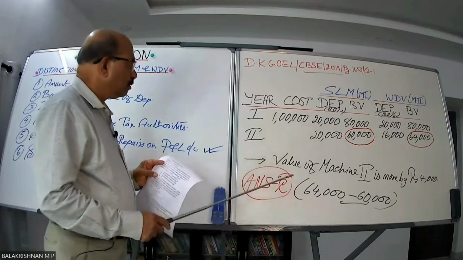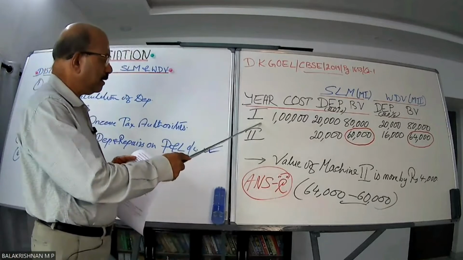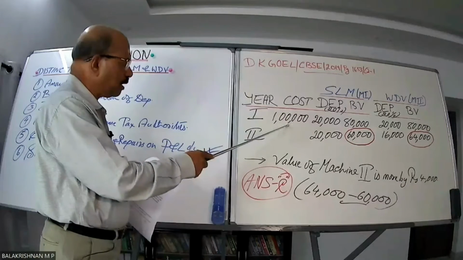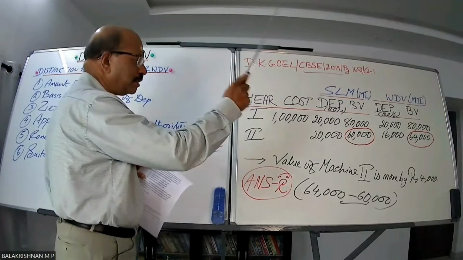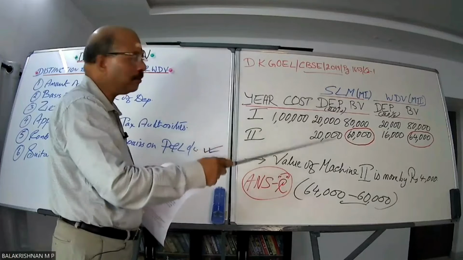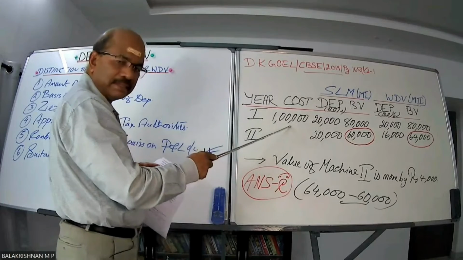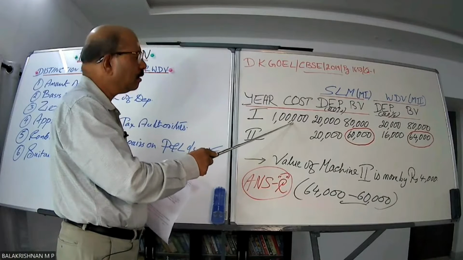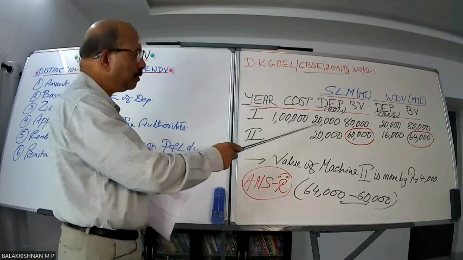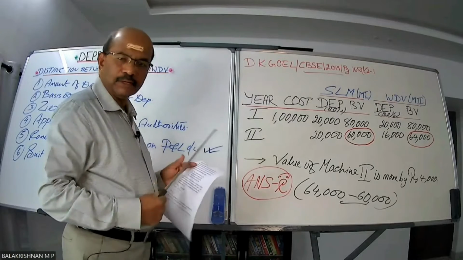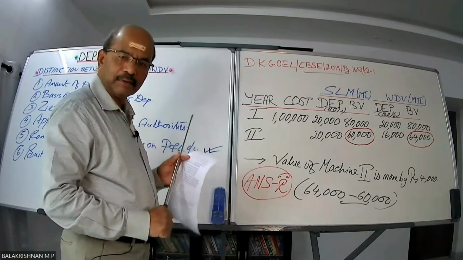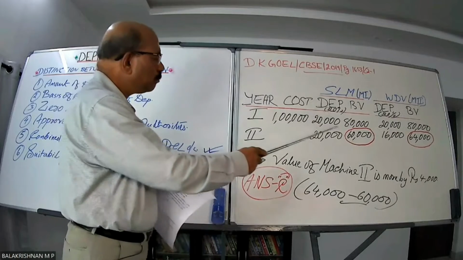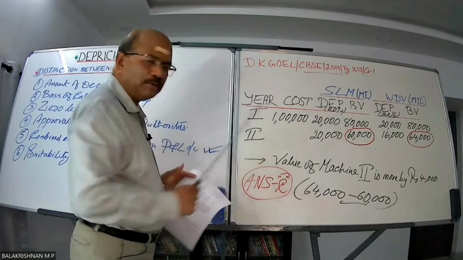In the first year, the cost of machine 1 was 1 lakh. Machine 2 is also 1 lakh only, but machine 1 is subject to straight line method depreciation. Obviously, it will be 20,000 depreciation. Why 20%? The rate is given as 20%, common under either method. So the book value at the year end will be 80,000.